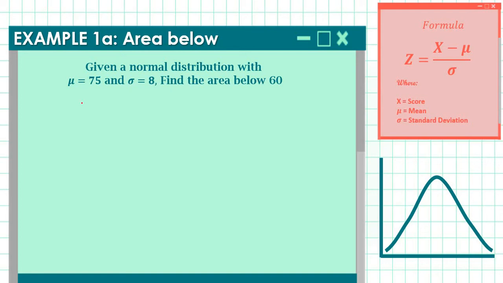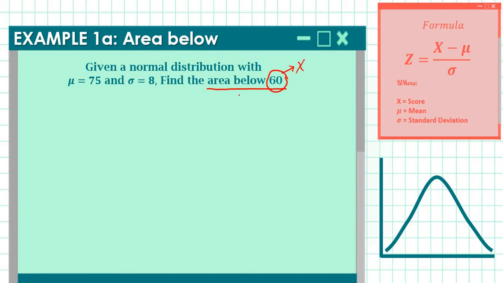Given a normal distribution with mu 75 and sigma as 8, find the area below 60. Obviously, mu is 75, sigma is 8, and this one here, or the number related to the area that we are finding, is our x or the score.